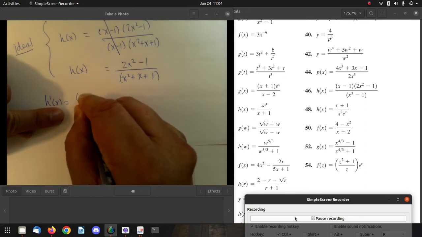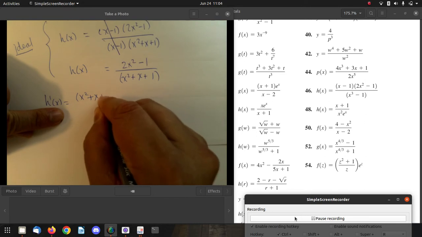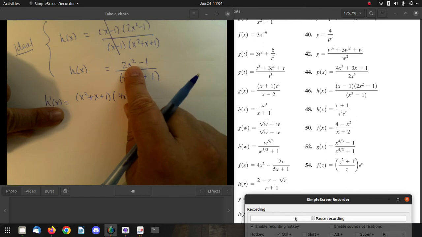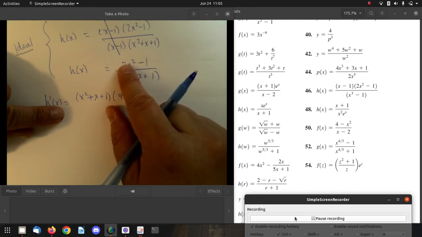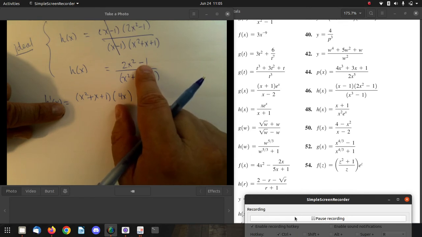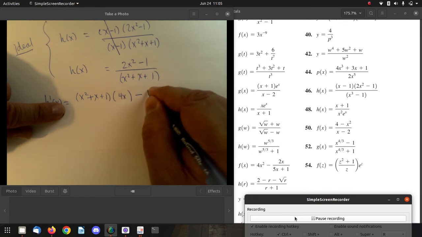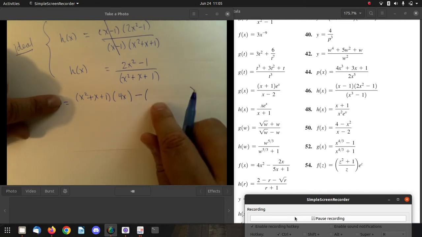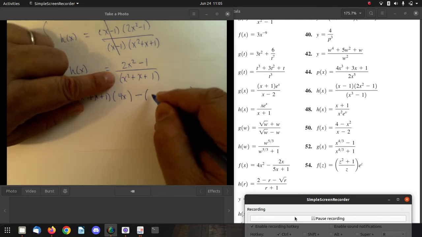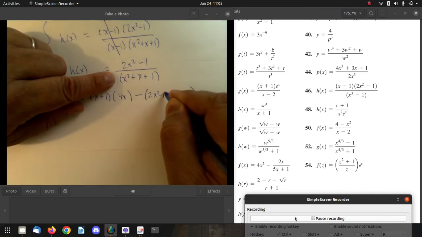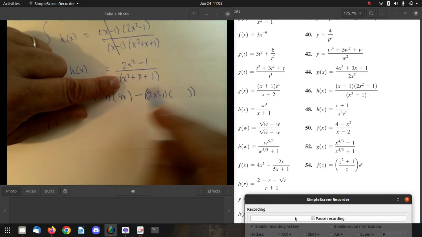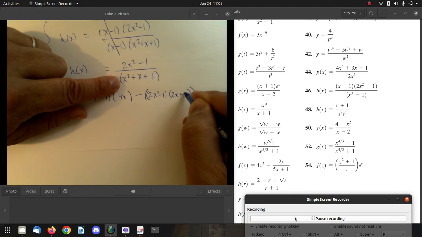So denominator times the derivative of the numerator. Okay, right? Derivative of numerator is fairly routine. 2 times 2 is 4. X to the first. Derivative of 1 is 0. Negative 1 as well. Minus, put parentheses around the entire thing. Okay, minus, so denominator times derivative of numerator, and then numerator times derivative of the denominator. Derivative of the denominator is 2x plus 1.